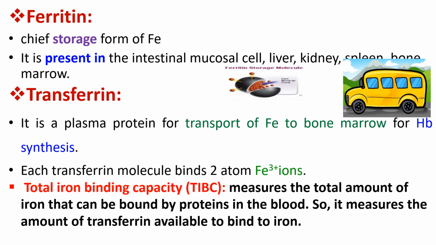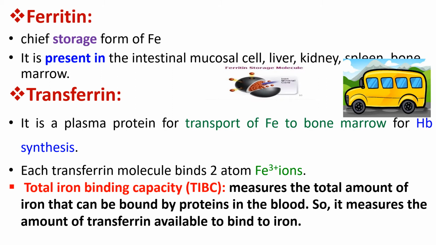And lastly, what's called TIBC. TIBC means total iron binding capacity. This measures the total amount of iron that can be bound by proteins in the blood. So it is an indirect indicator for transferrin. It measures the amount of transferrin available to bind to iron.